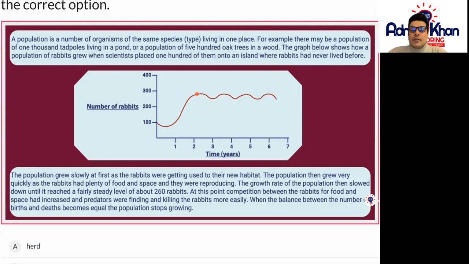So good luck with the rest of these questions. This topic is on population. We'll be looking at this in much more detail in our next lesson.